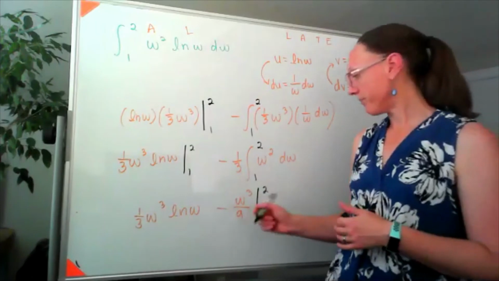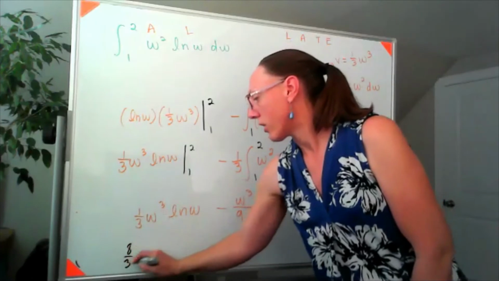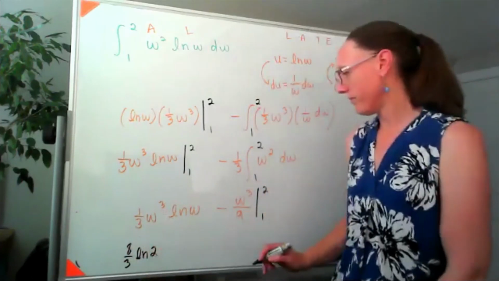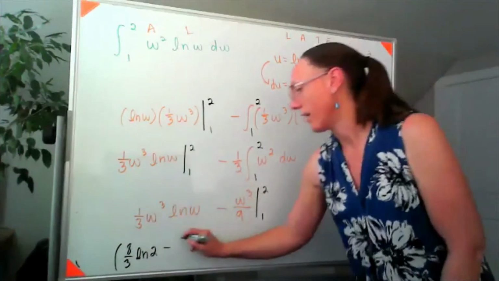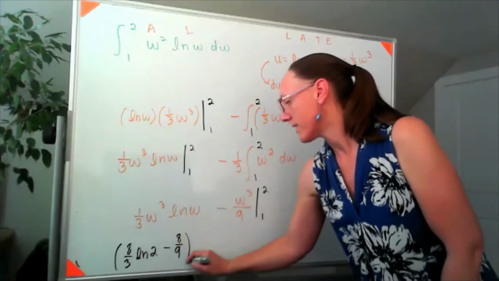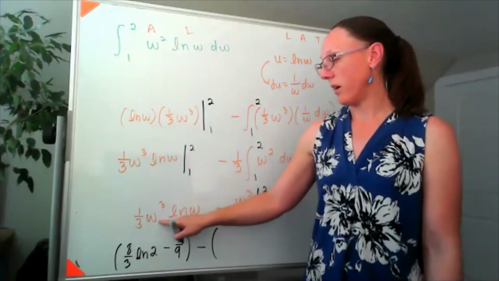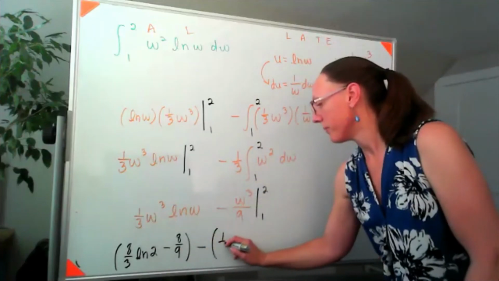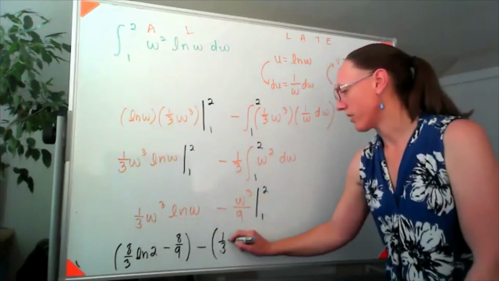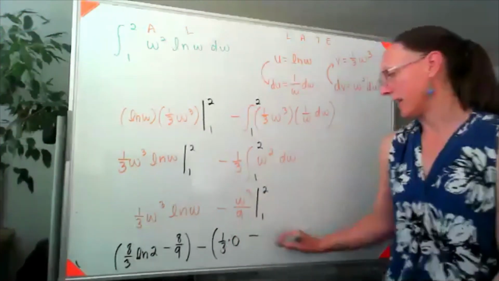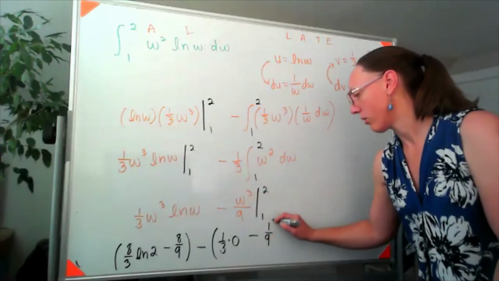Well, when I plug in 2, 2 cubed is 8. So I've got 8/3 ln of 2 minus, when I plug in the 2 here, I'll have 8 over 9. So 8/9. And then we're going to subtract off plugging in the 1. Well, 1 cubed is 1, so I've got 1/3, but natural log of 1 is 0. So that's going to be 1/3 times 0 minus, when I plug in the 1 here, I'm going to get 1/9.